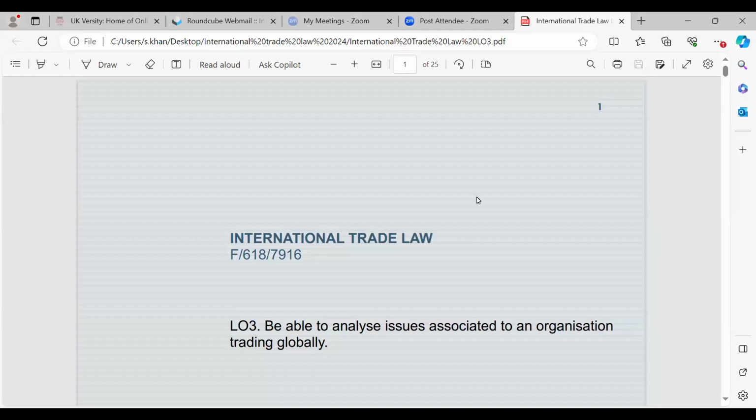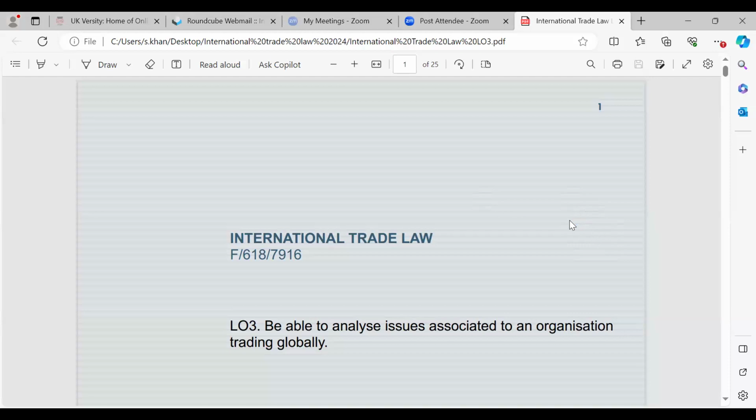Hi everyone, today's unit that we'll be doing is International Trade Law, and it's F617916. My name is Shazia Khan, and we looked at Learning Outcome 1 and 2 previously. Today's session is looking at Learning Outcome 3.